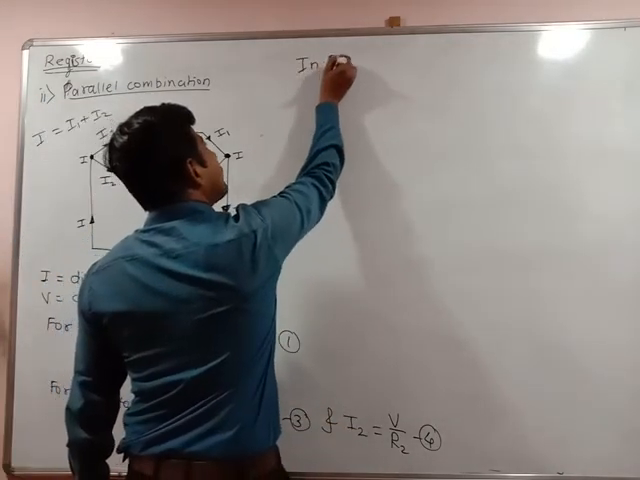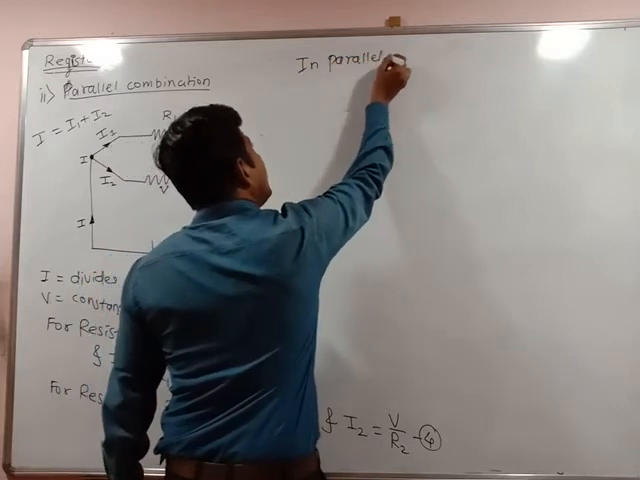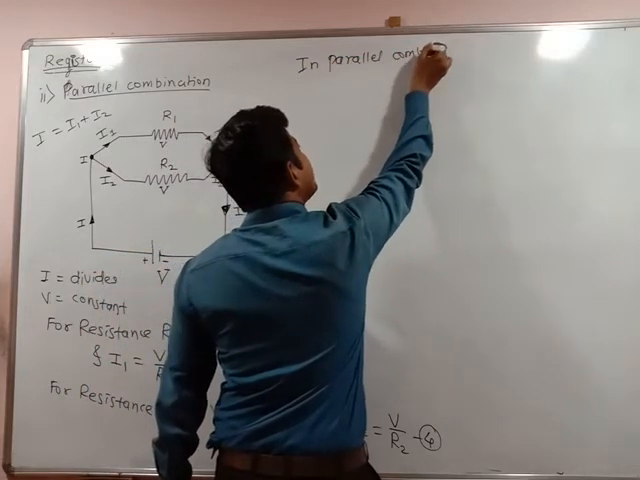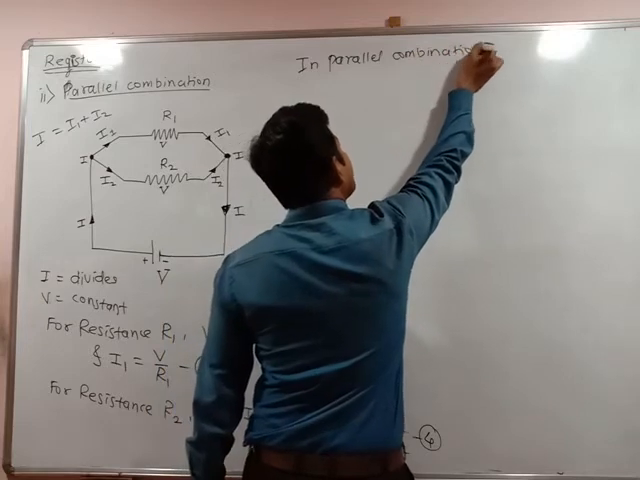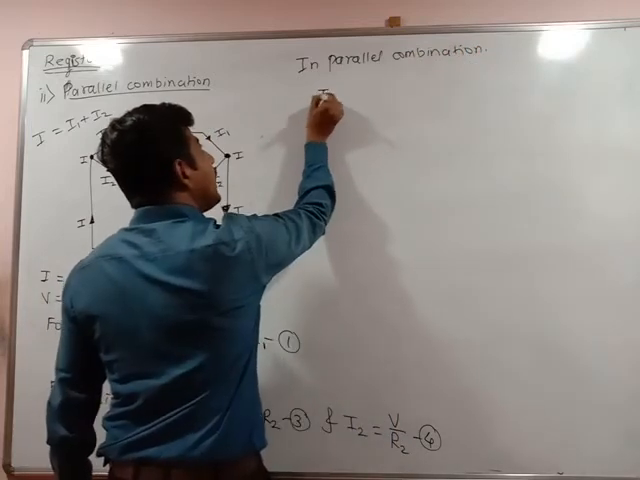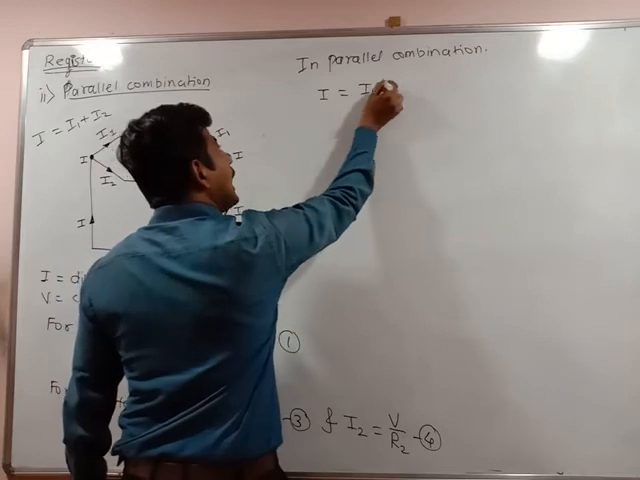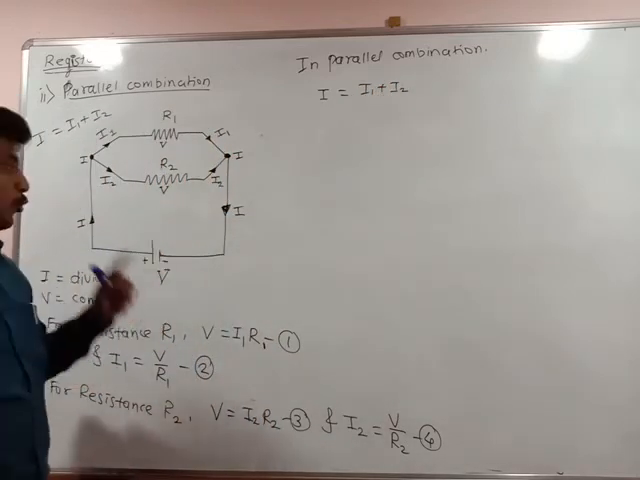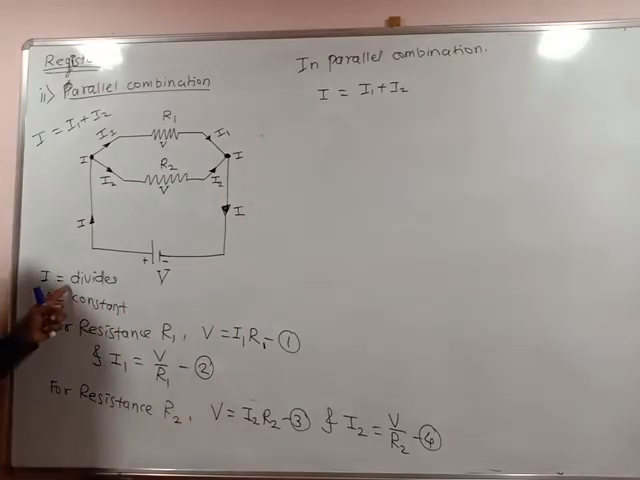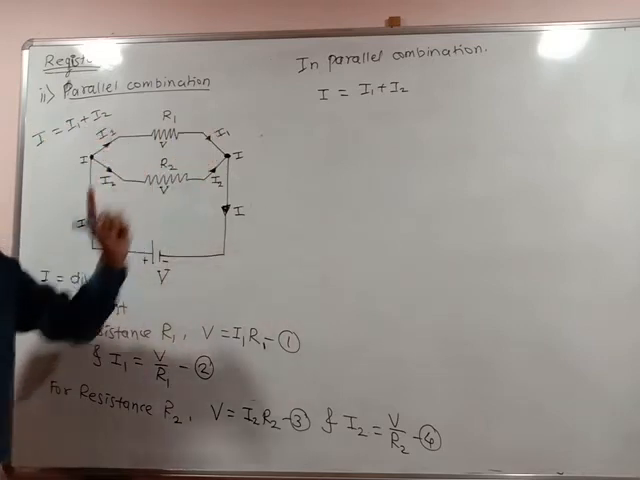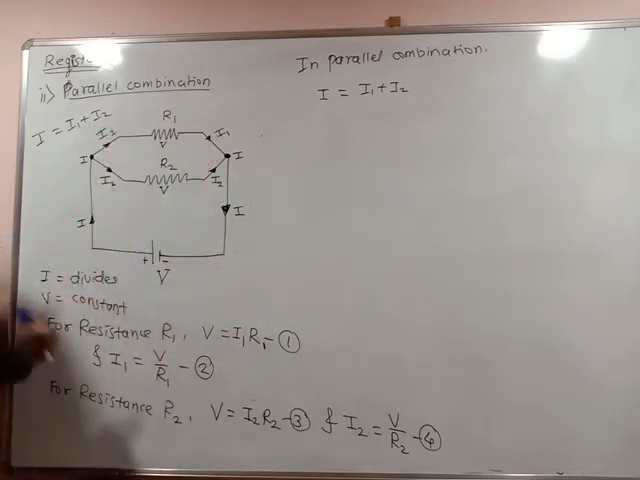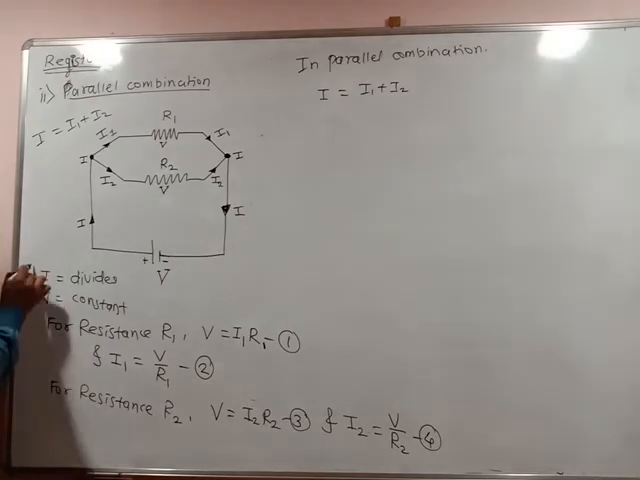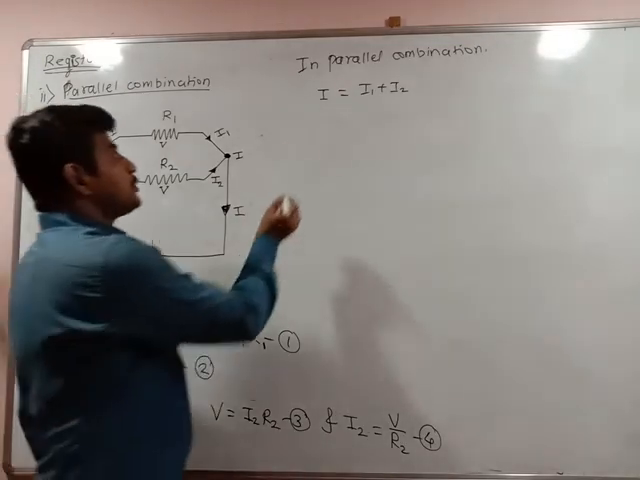In parallel combination, what is the current? I is equal to I1 plus I2, because whatever thing is divided, we are going to add. Which thing is divided here? Current divides. What should we do with the current that is divided? We should add it. That is why we take I is equal to I1 plus I2. V is not divided. V remains the same in parallel combination. So you should keep in mind, this is the condition for parallel combination. So I is equal to I1 plus I2.